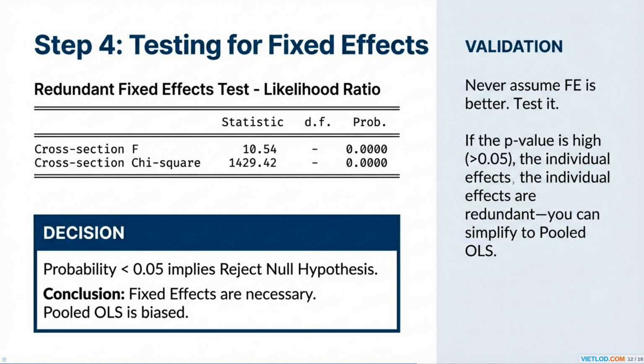The R-squared values, while seemingly low, are higher due to the inclusion of these cross-section dummy variables, which account for a significant portion of the variance.